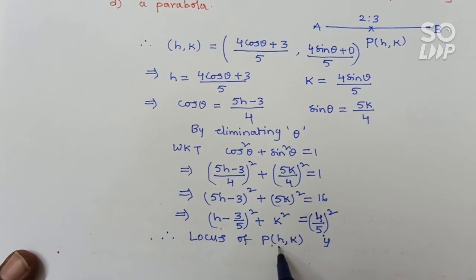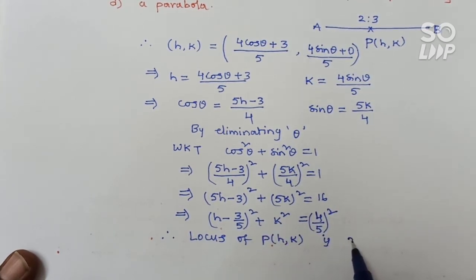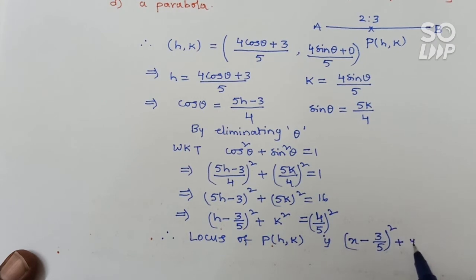So here h is the x coordinate and k is the y coordinate. While writing the locus of this point, you replace h by x and k by y. So this becomes (x minus 3 by 5) whole square plus y square is equal to (4 by 5) whole square.